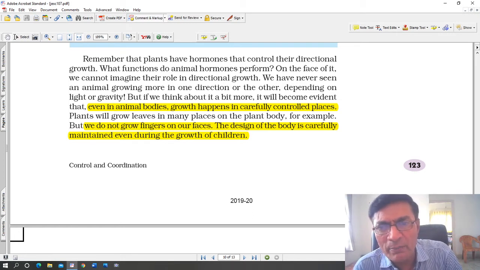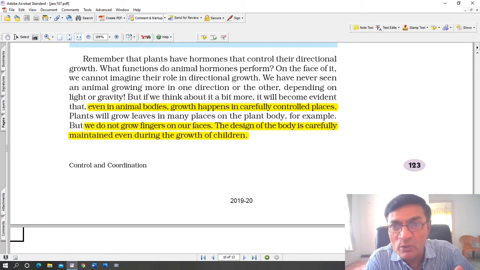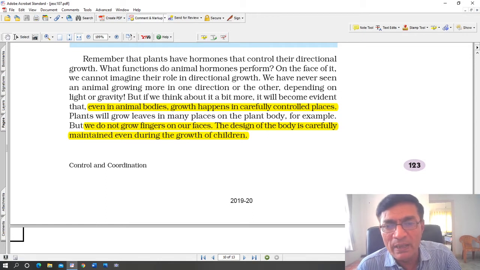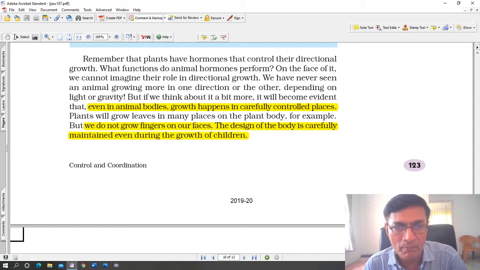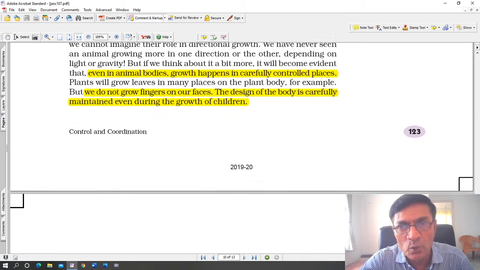But if you think about it a bit more, it will become clear that even in animal bodies, growth happens carefully in controlled places only. Plants will grow, इसलिए तो हमको 6 फिंगर्स नहीं होते, 7 फिंगर्स कभी कभी होते हैं ऐसे लोग तो, लेकिन they are called freaks. They are more of accidents of nature. They are not the normal thing. Plants will grow limbs in many places on the plant body, for example, but we do not grow fingers on our faces. The design of the body is carefully maintained even during the growth of children, from a baby to an infant to a teenager.